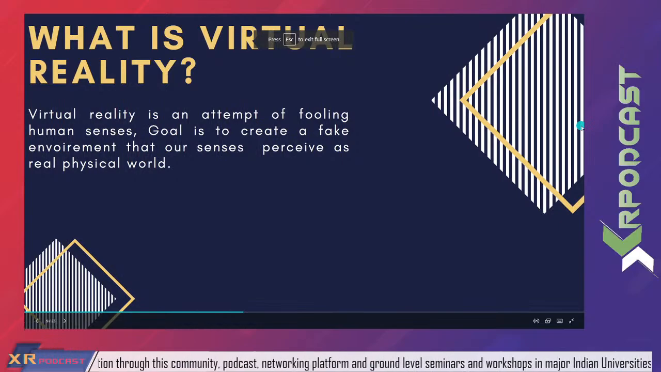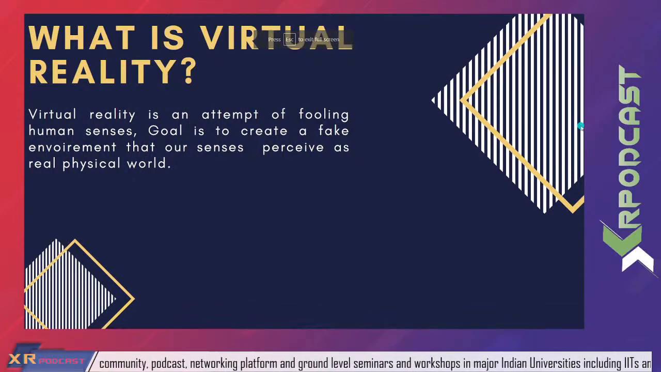All right, next we are going to talk about what virtual reality is, again. In more technical terms, virtual reality is an attempt at fooling human senses, and the goal is to create a fake environment that our senses perceive as the real physical world. Creating something which human sensations feel as real. The idea is to hack all our human senses.